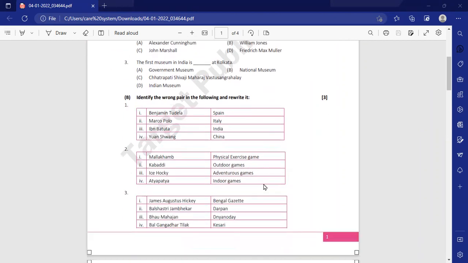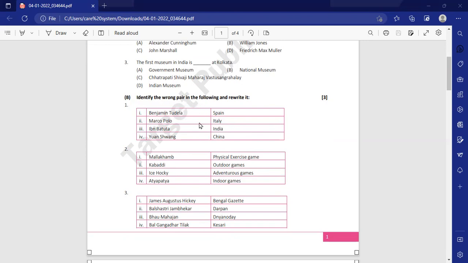Next, question number 1B, identify the wrong pair and rewrite it. Wrong pair only you have to identify. Don't write the correct pair. No need to waste your time for writing the correct pair. That option is dropped by the government itself. So don't write the correct pair. Though in your digest the correct pairs are given, you should not write it. Don't waste your time. 3 wrong pairs will be given to you from it.